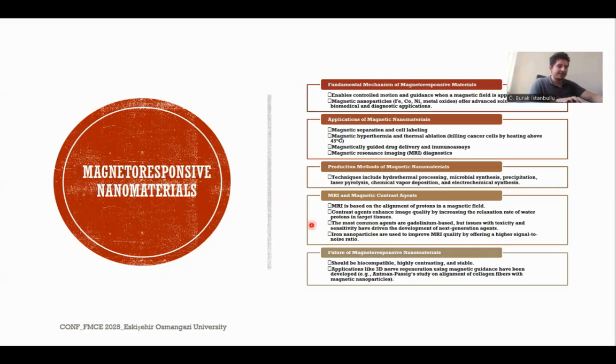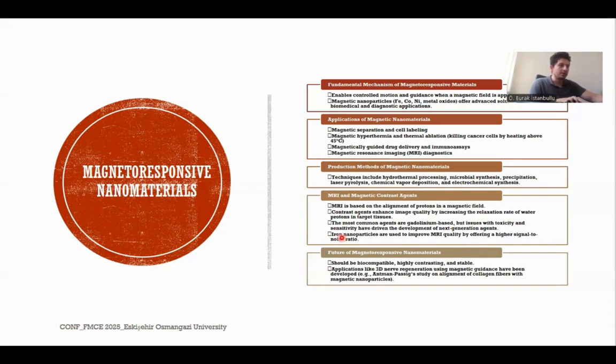MRI contrast enhancement in magnetic resonance imaging works by aligning the protons in water molecules with an external magnetic field. To enhance the contrast of these images, contrast agents are used to increase the relaxation rates of water protons.